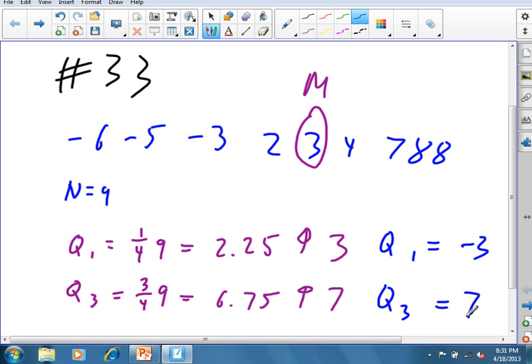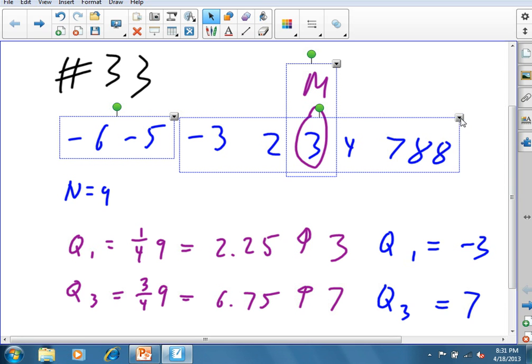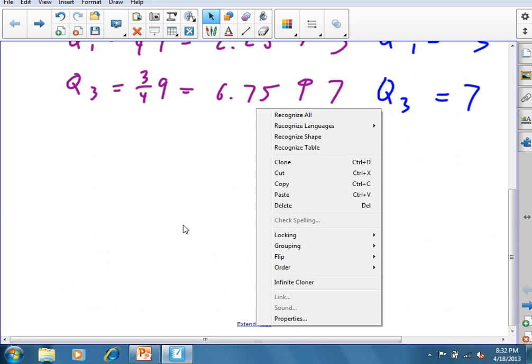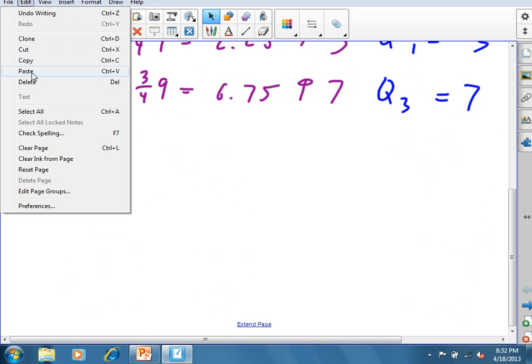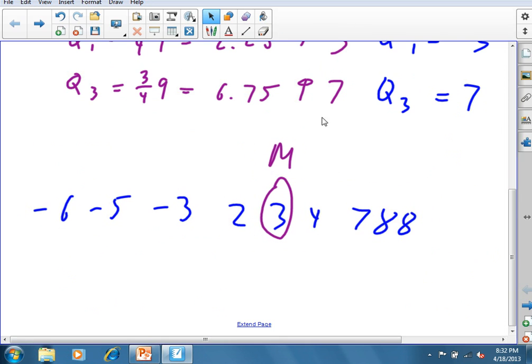Okay. Consider a different data set obtained by adding one more data point. Find the first and third quartiles. Okay, what did they add? They added in a 2. Alright, so they added in a 2. So we'll come and grab our data set, copy, and paste. And we're going to add in a 2.